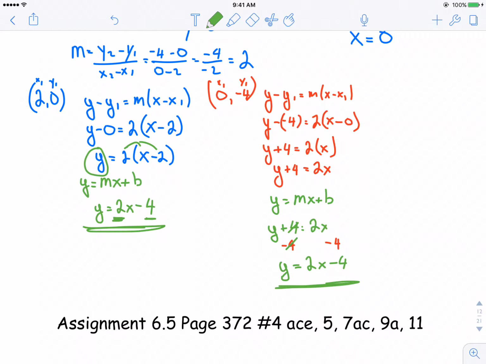Now, I think I've given you lots of worksheets, or two worksheets on playing around with point slope form and y equals mx plus b. So you've got lots of practice to do. There's lots of questions here for section 6.5. Remember, the only way you can get better and proficient at any of this is to practice, practice, practice.